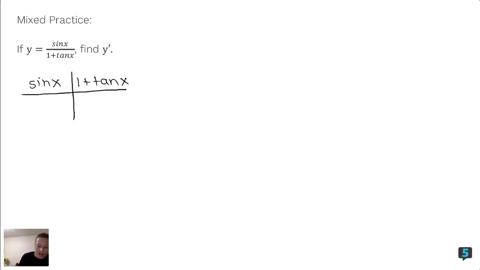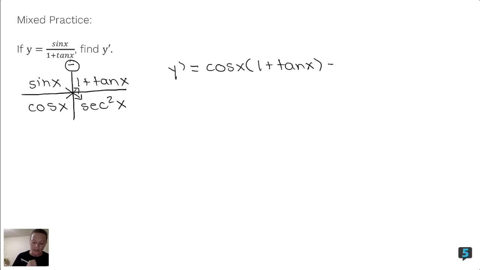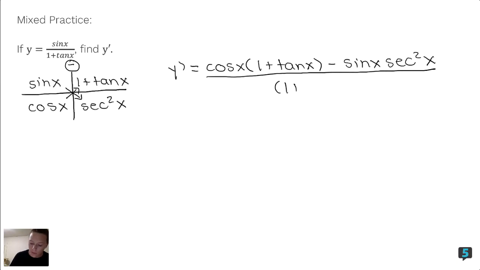All right, what's the derivative of sine x? Cosine x. Derivative of 1 plus tangent x is going to give me secant squared x. We're crissing and we're crossing, and this time because it's quotient rule, we have to make sure that we use the minus. All right, so we're going to have that y prime equals cosine x times that quantity 1 plus tangent x, minus sine x times secant squared x, all over that original denominator squared. So 1 plus tangent x quantity squared.